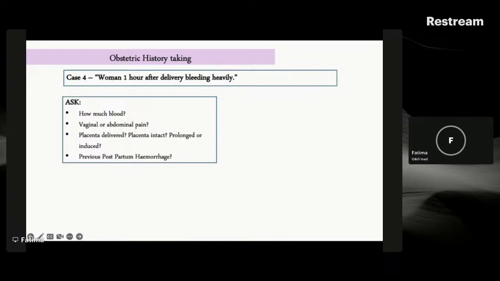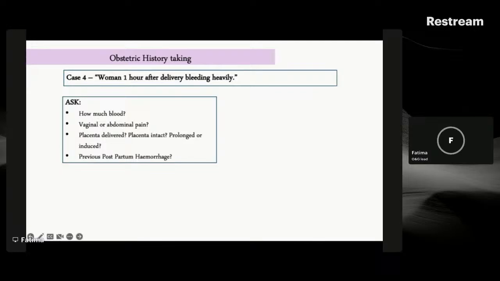I'll also ask about whether the labor was prolonged or was it induced, because that increases the risk of uterine atony. So was she given oxytocin or not? And it's important to ask about trauma during delivery or previous postpartum hemorrhages, because these are additional risk factors as well. It's also helpful to know if this is a multiparous patient, so if they've had more than 3 deliveries, because more than 3 deliveries increases your risk of atony, as does primiparity.